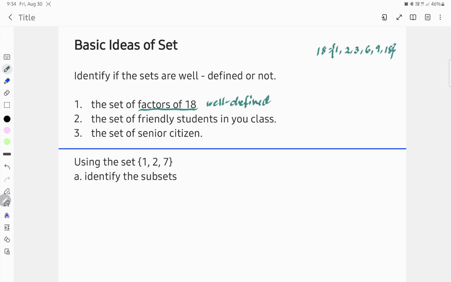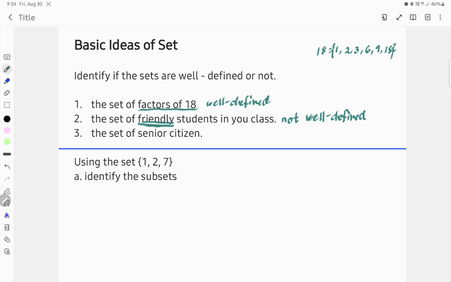Now, let's go to number 2. The set of friendly students. It's very good to know that there are friendly students in a class. However, when you look at the word friendly, it turns out to be a standard that could be subjective or could be different from each other. So this is not well defined.